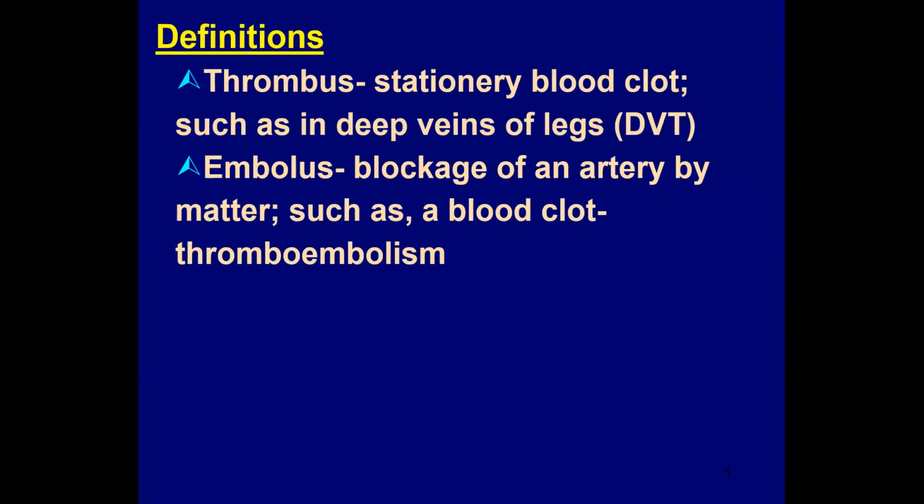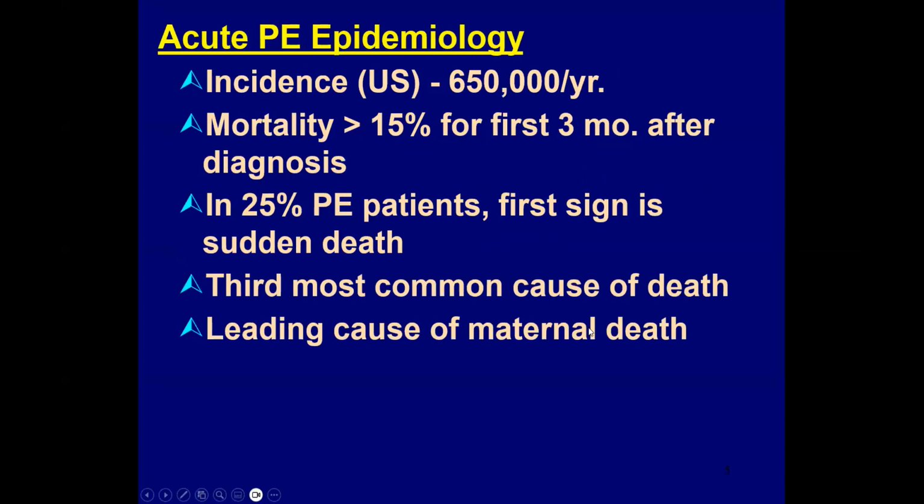Definitions. First, a thrombus is a stationary blood clot. Okay, it's stationary, it isn't moving. It is in the deep veins of the legs, usually the legs. However, there are other places thrombi can occur, as we'll see. On the other hand, an embolus is actually blockage of an artery by matter, such as a blood clot, and this is a thromboembolism. This is a very important condition.